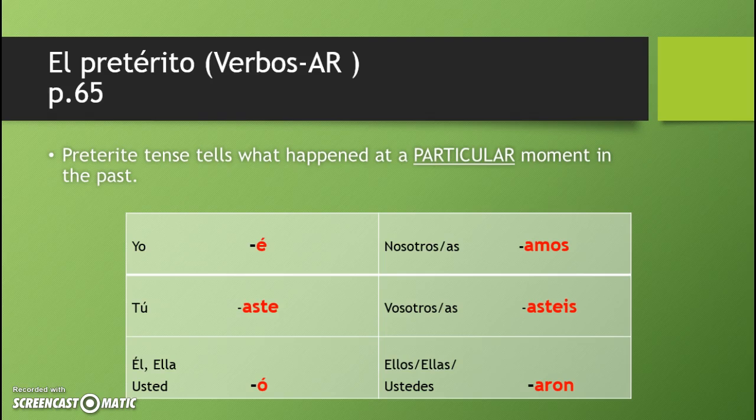For the yo form, we have é, aste, usted, ó, and notice we have some accents on our yo form and our usted form. Those will be the only ones we need to have accents on. Over on our plural side, we have nosotros amos, vosotros asteis, ellos, ellas, ustedes, aron. Muy bien.